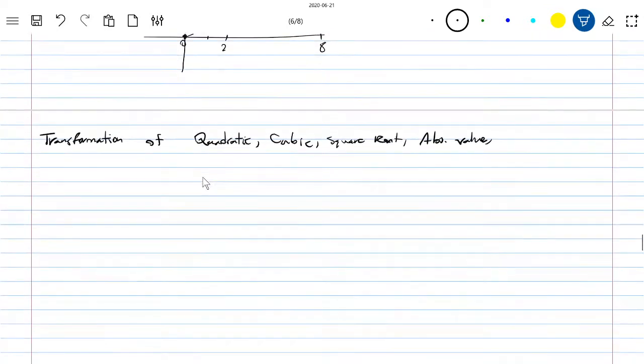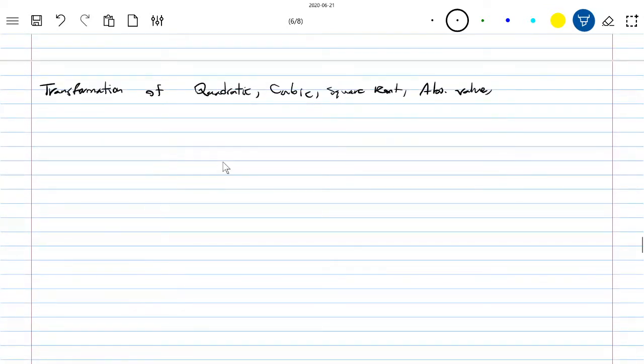Okay. Here we go through transformation of quadratic, cubic, square root, and absolute value function. These are the specific functions that we want to discuss. But before we do that, maybe we should mention how they look.